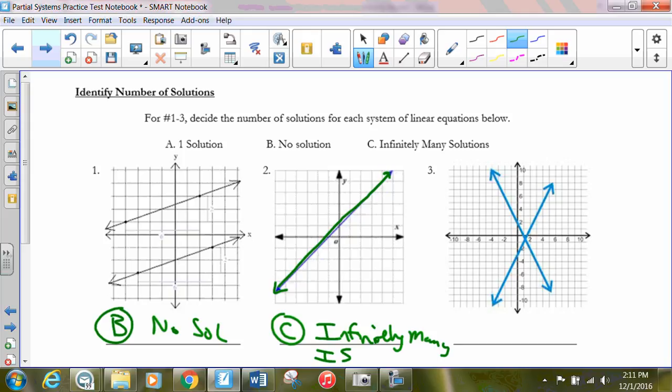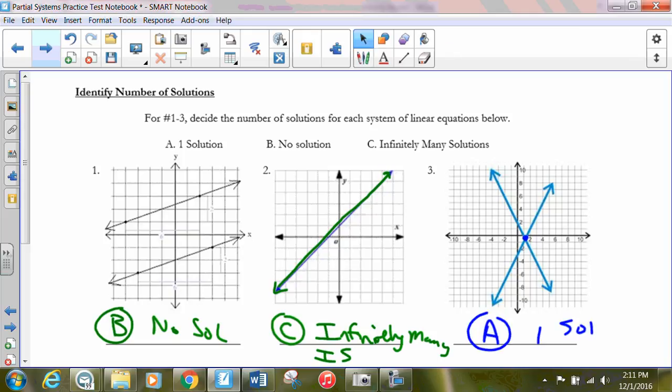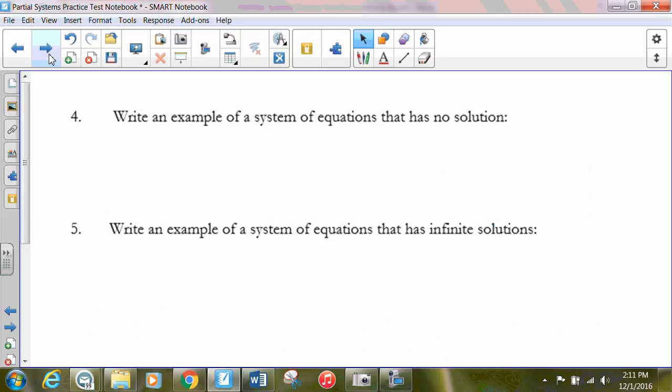And then when you see number 3, you see 2 lines that intersect at one point. Once again, solution of a system is where they intersect, and in this case, they intersect in one place. So that would be A, one solution. You're also going to be expected to write an example of a system that either has no solution, like number 4, or one that has infinite solutions, like number 5.